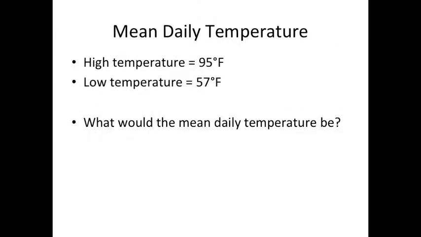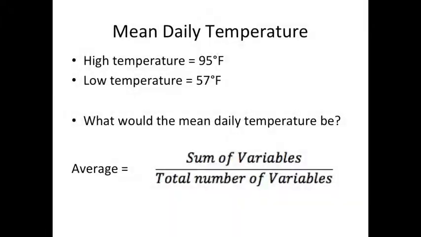Let's move on to the mean daily temperature. For this example, the high temperature is 95 degrees Fahrenheit and the low temperature is 57 degrees Fahrenheit. What would the mean temperature be? Remember the average or mean equation? The average is the sum of the variables over the total number of variables.